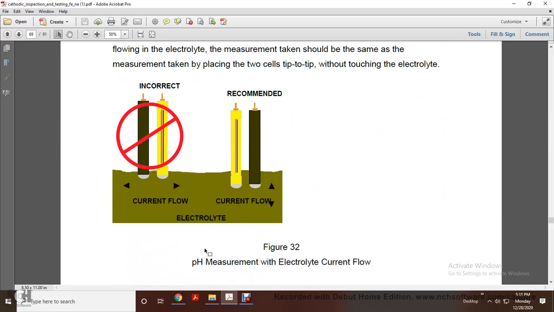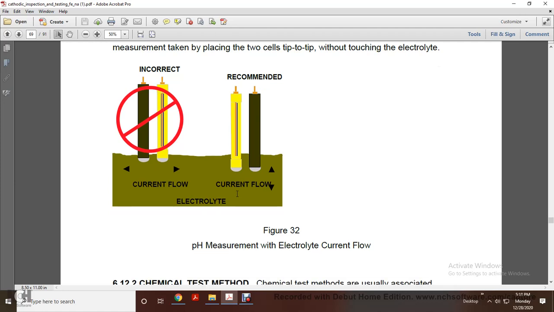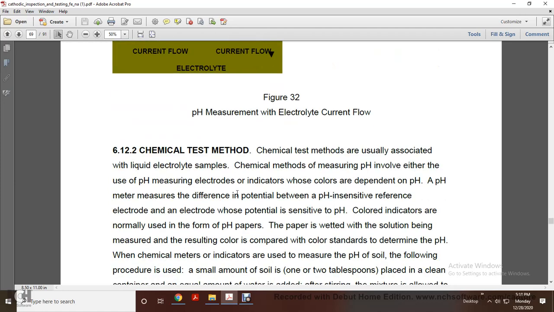Figure 32 shows the pH and electrolyte current flow. Incorrect current flow is shown, and the correct flow is recommended. Up and down is the correct current flow recommended.